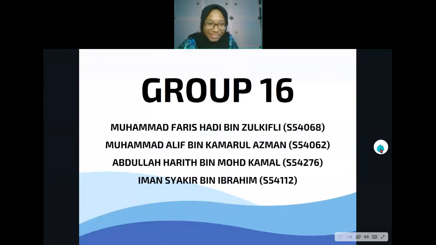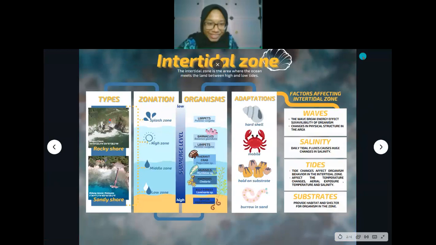I'm Wong from Group 16, and we will be presenting about the intertidal and the polar region. Next slide. The intertidal zone is the area where the ocean meets the land between high and low tides. Basically, the intertidal zone consists of the rocky shore and the sandy shore.